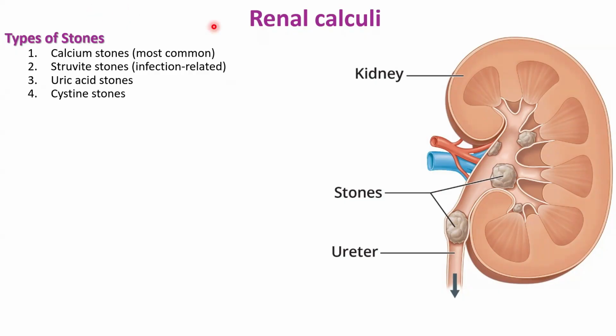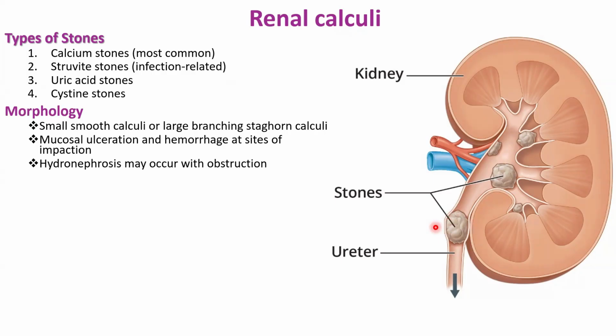Types of these renal stones: we can have calcium stones, which is the most common. You can have struvite stones, which are infection related. You can have uric acid stones if you eat a lot of purines, and you have cystine stones. And if you have these stones, they will give you obstructions.